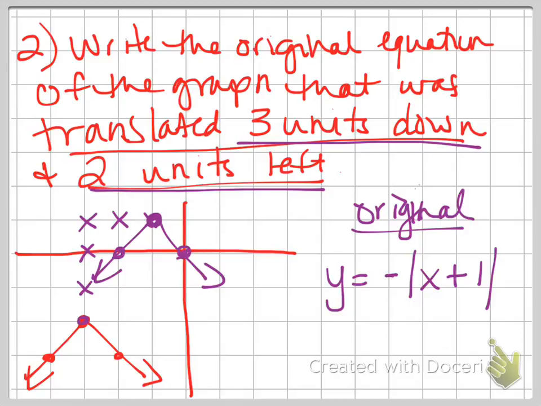Okay, so whenever you're writing these equations, it's always related to the origin. I'm not writing an equation of translation. I'm writing the original equation where it's at, so I'm always basing it off of the origin. So I have the negative absolute value of x plus 1, and then it also moved up 1. So then I'm going to have plus 1 on top of that. So at this time, I wrote my original equation, and I am good to go.